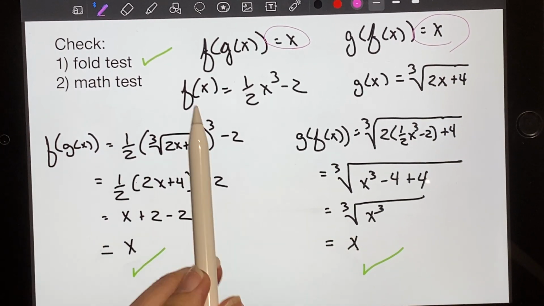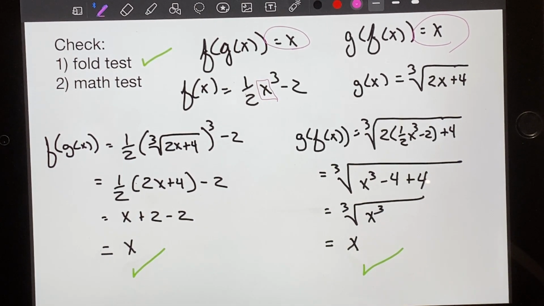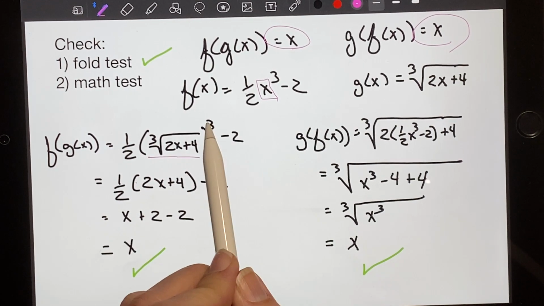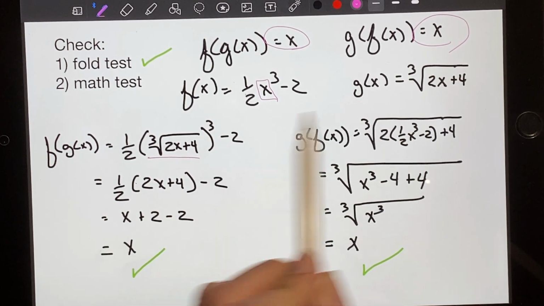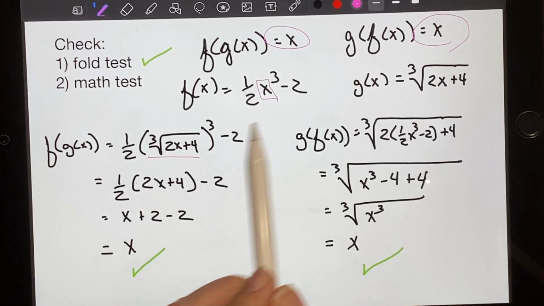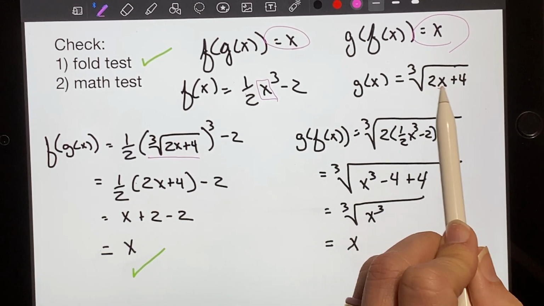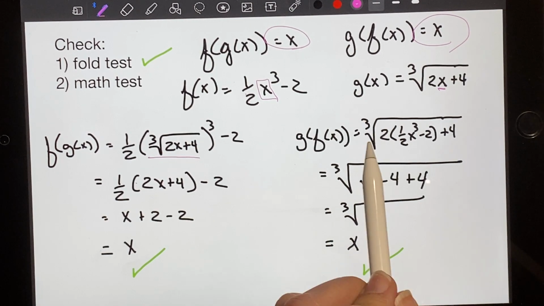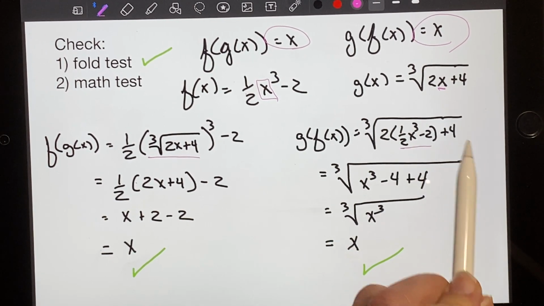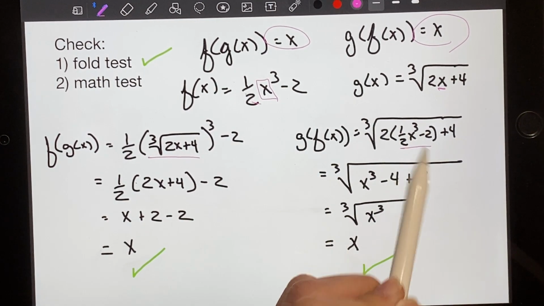So in the first one, I took my f of x function, and here's my little x value that I want to leave a blank for. So I did 1/2, and I left this blank, cubed minus 2, and then I take my entire g value and place it in that blank. I'm going to go ahead and set up my second one, g of f of x. Here's my x value I want to leave that blank for. So cube root of 2, I'm leaving my blank, plus 4. And I'm going to put my entire f of x value in that blank.